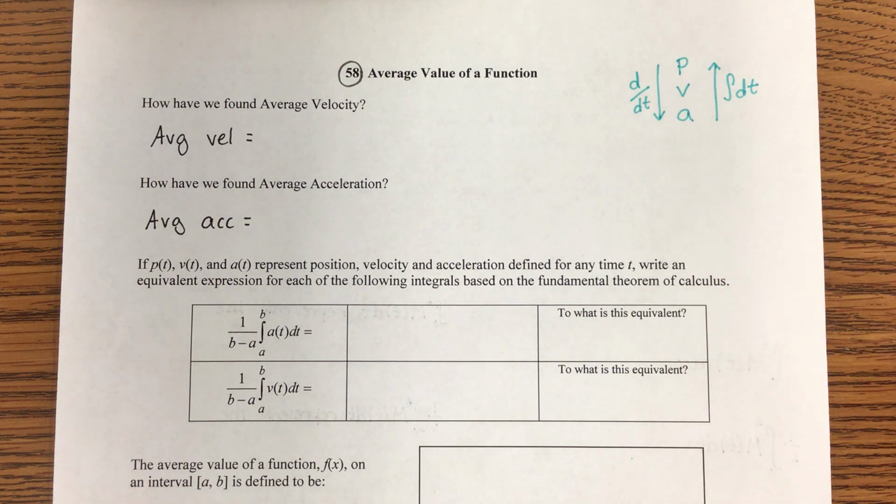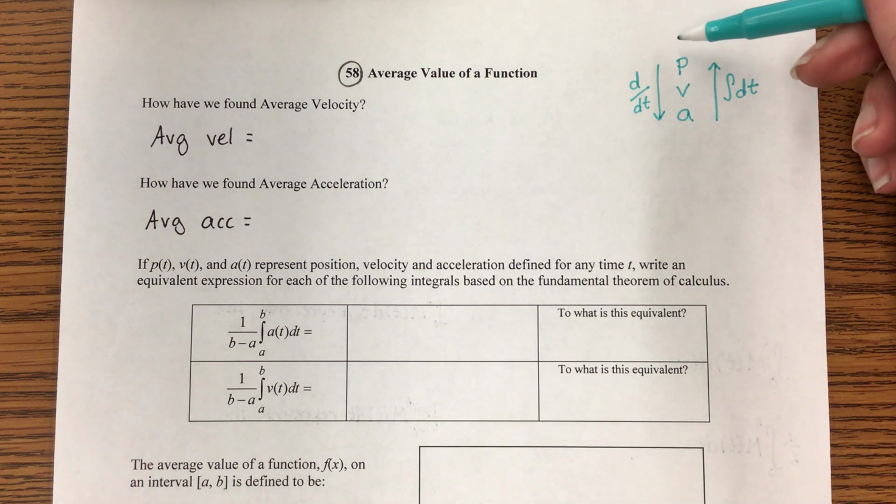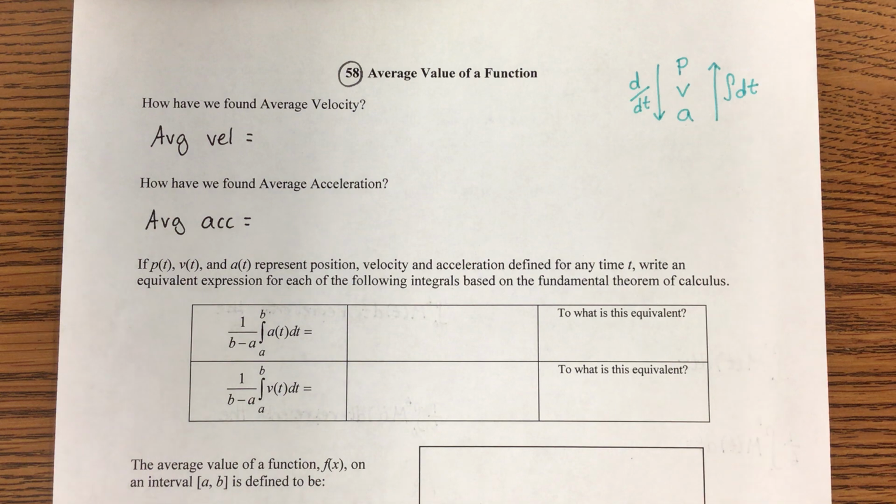Up here in the right hand corner, I've got my classic P and then V and then A. As you go down that list, you're taking derivatives. As you go up the list, you are taking integrals. Just gives us a little bit of grounding there.